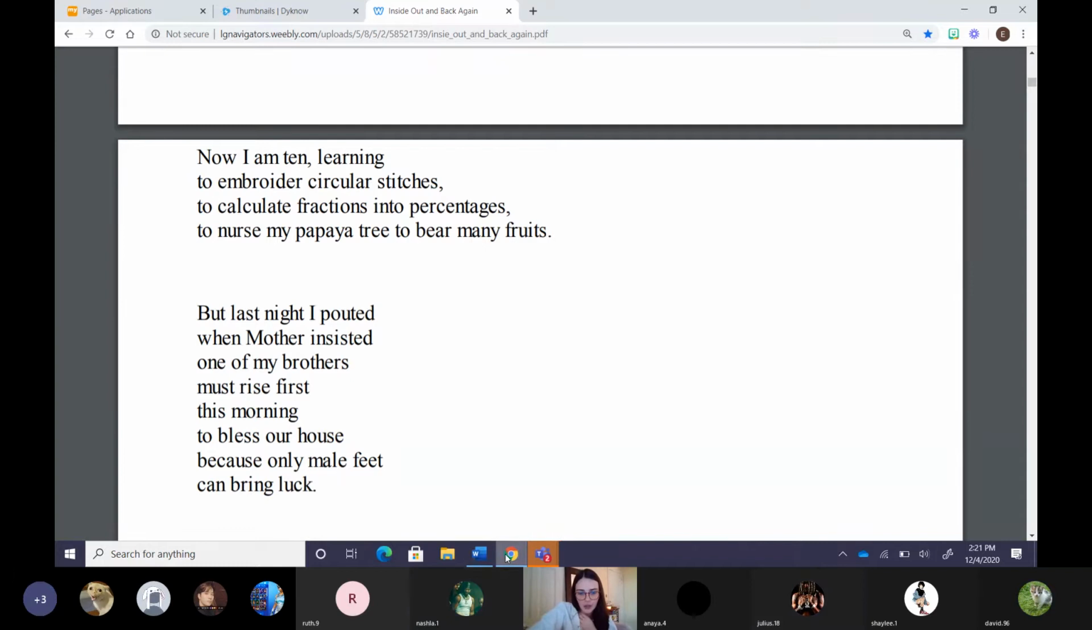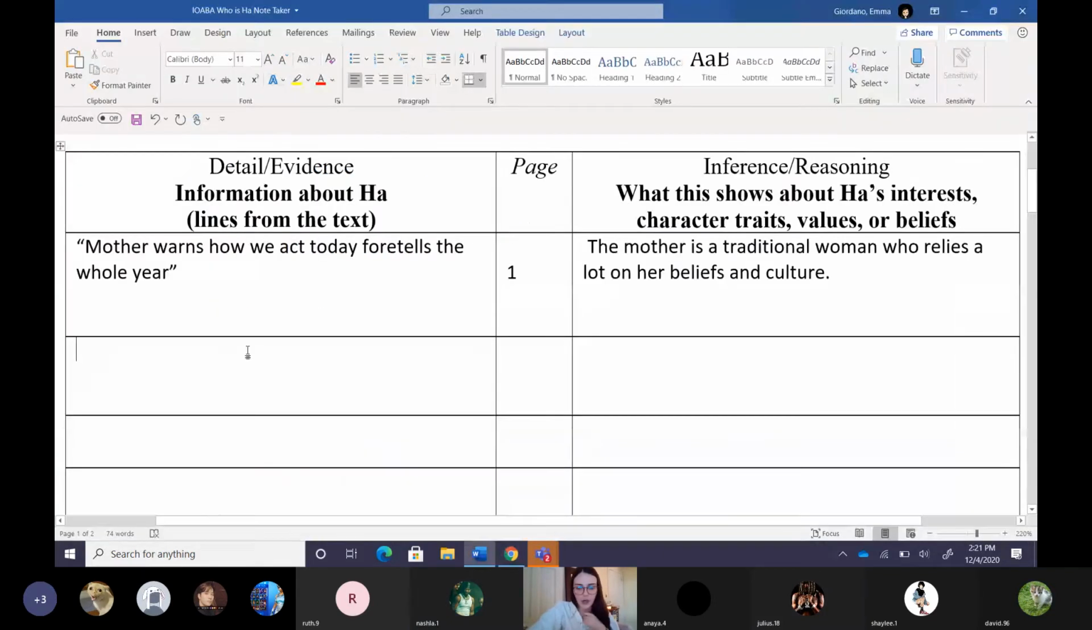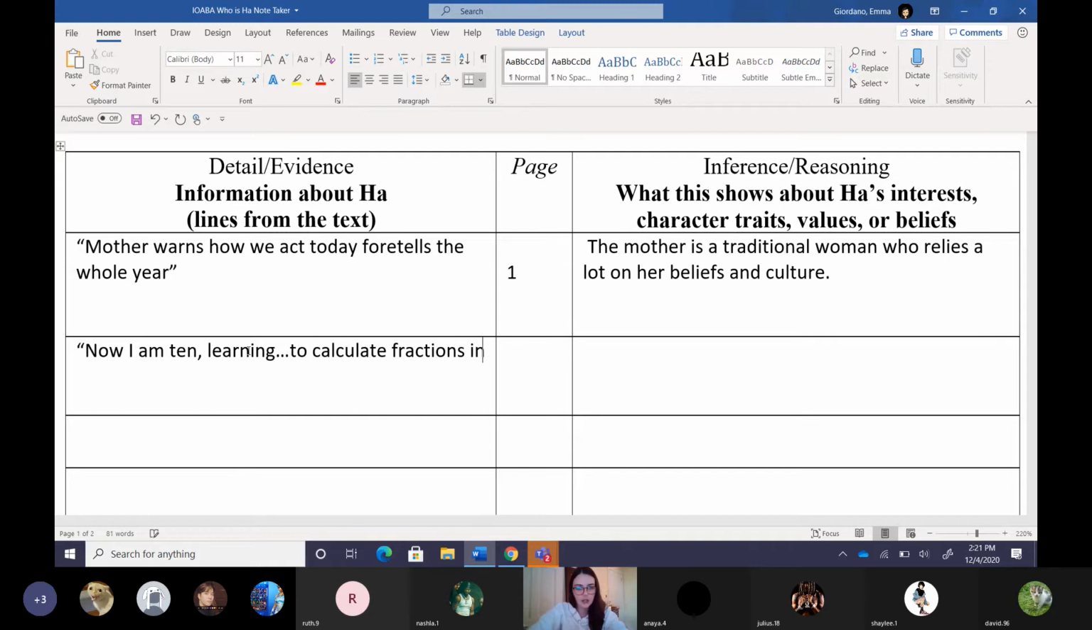So on our chart, and again, this is the last thing we're going to put down for this one, and then we're going to move on to our new poem. Don't worry, I'm still going to ask for volunteers in a minute. I know you guys are in the mood to discuss, which I love. Now I am 10, comma, learning, and then I'm going to jump down and quote where it says, to calculate fractions into percentages. I did the ellipsis there because I cut off part of the quote and jumped down to the other one, because I think this shows a little bit more in terms of what we were just saying, is that she likes to act what?